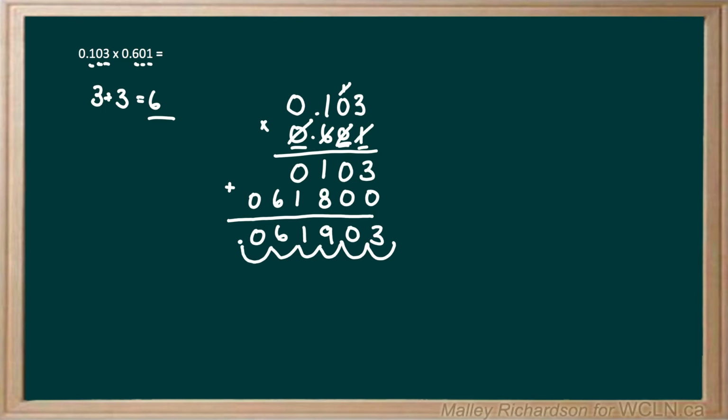So our decimal is going to be right before the 6. And then we can add a 0 before our decimal just to make things look nice. So our final answer is 0.0611903.